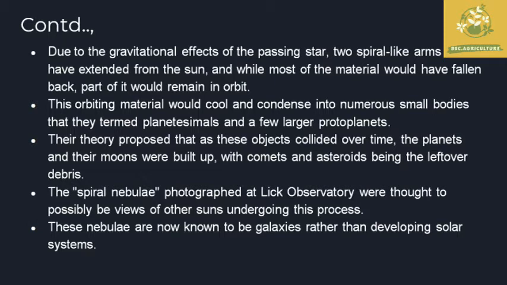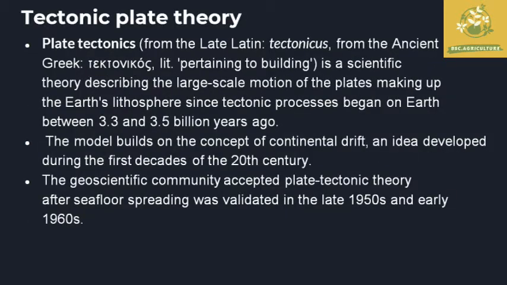He explained that due to the gravitational effect from the Sun as well as the passing star, the Sun was extended, and the remaining part of the orbiting material which extended from the Sun cooled and condensed into smaller planets. Finally, these nebulae are known as galaxies, which are a developing solar system in the universe.